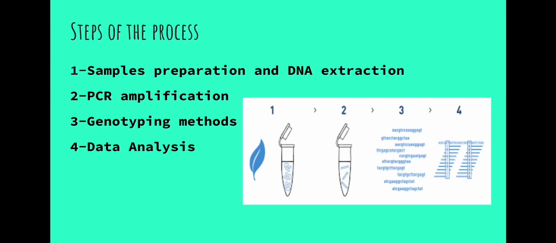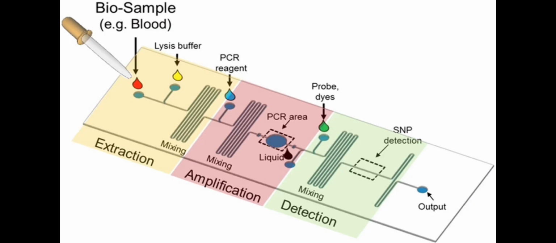The SNP process involves four main steps. Step 1, sample preparation and DNA extraction. A sample of blood, hair, tissue, etc. is collected. The DNA is extracted and checked to make sure there are enough SNPs to ensure its high quality.